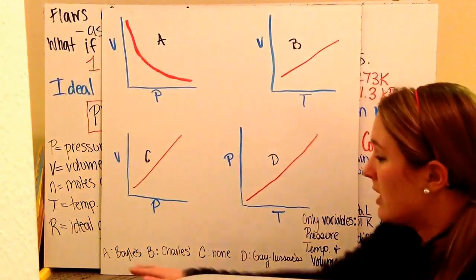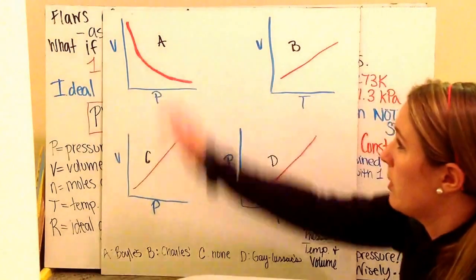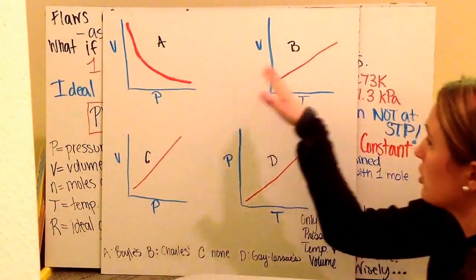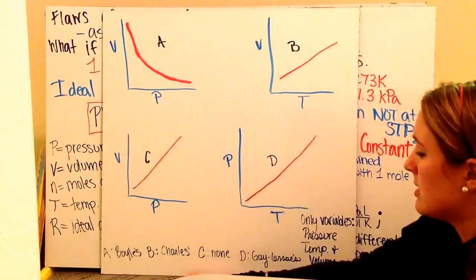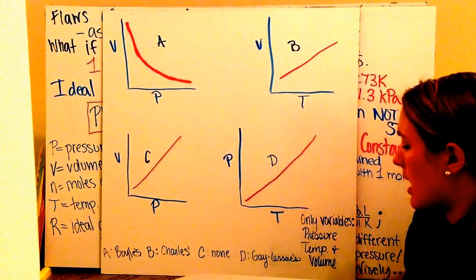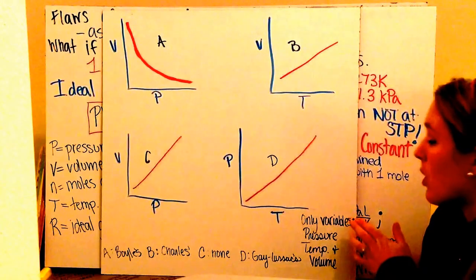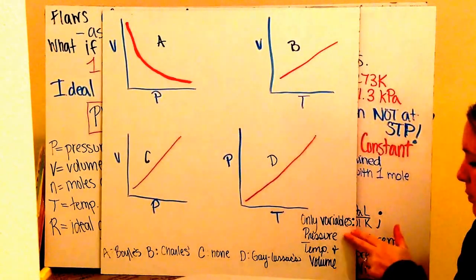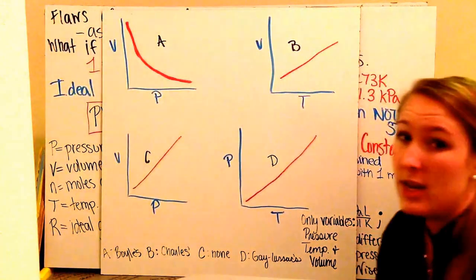So you should have gotten that A is Boyle's law, B is Charles' law, C is none of the laws, and D is Gay-Lussac's law. Okay? Notice that the only variables for these is pressure, temperature, and volume, nothing else.